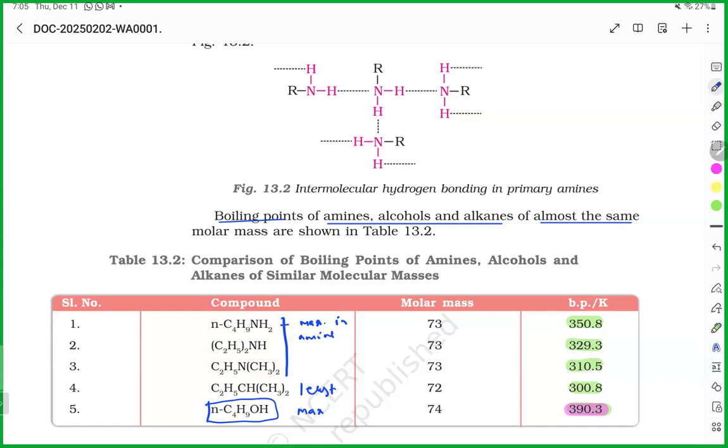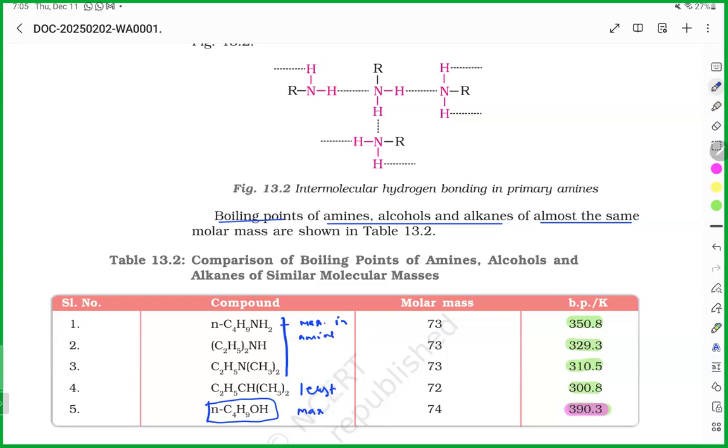Hello guys, am I audible? Yes, sir. Yeah. Boiling point in case of amine, alcohol, alkane are almost same. What is the reason? Because mass is same. Boiling point mainly depends upon the mass. Correct. And that's why, for example, if you see here.